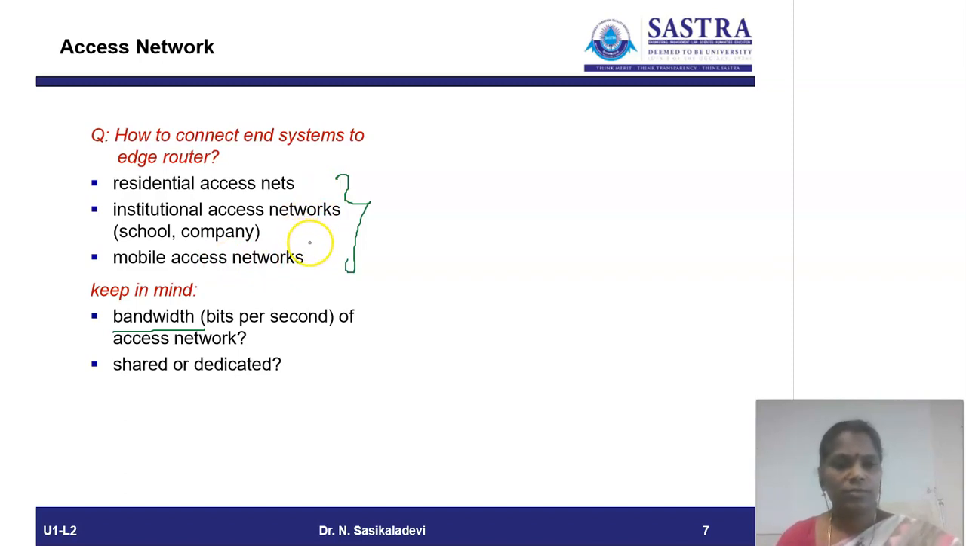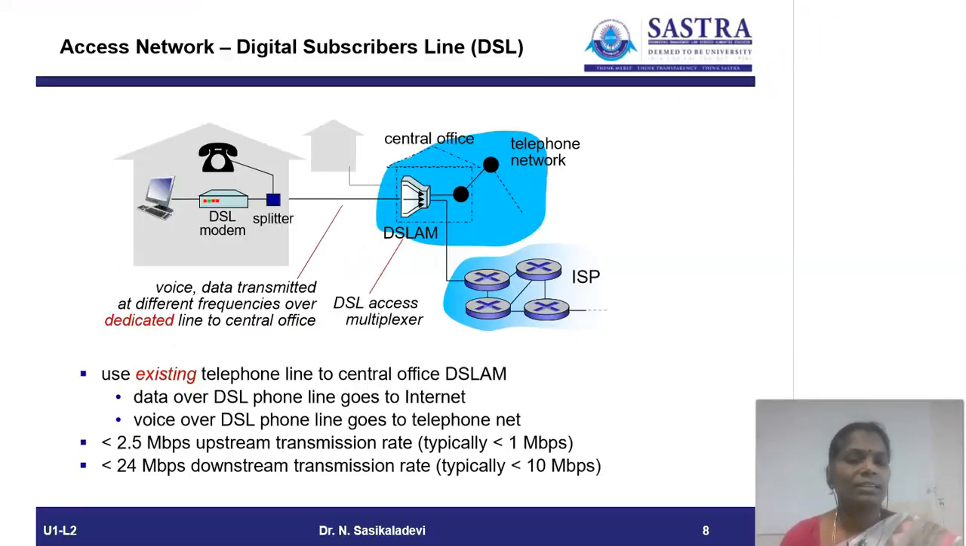They differ in two perspectives. One is bandwidth, the amount of speed, the amount of bits that can be transmitted over the network, which varies, as well as the channel, which also varies. Some of the channels are shared channels, some are dedicated channels. That is what we are going to discuss today. So first let me get into residential internet access.